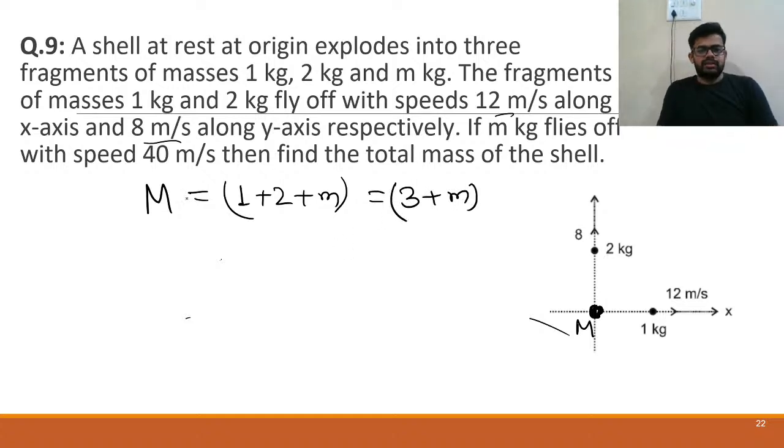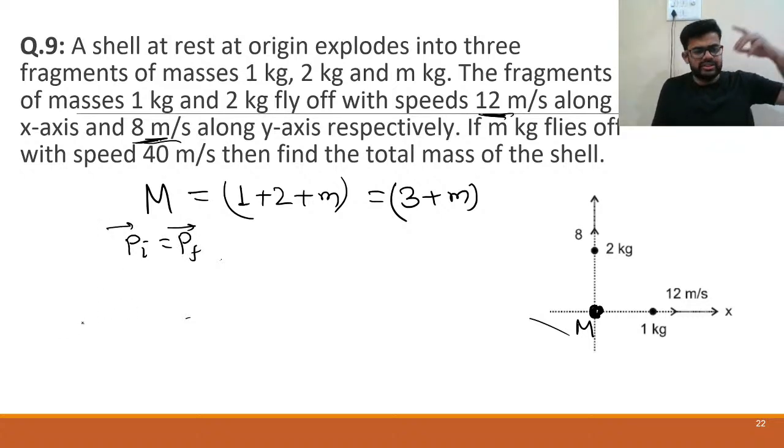Now they are saying that this 1 kg is having a velocity of 12 and this 2 kg is having 8 meter per second along the x-axis and y-axis. So I will simply apply conservation of momentum: P initial is equal to P final. Initial momentum will be equal to final momentum. We use that because this is an explosion, there is only internal force and no external force. Initially the system was at rest, so this is 0. After that the system will divide into multiple fragments, right?